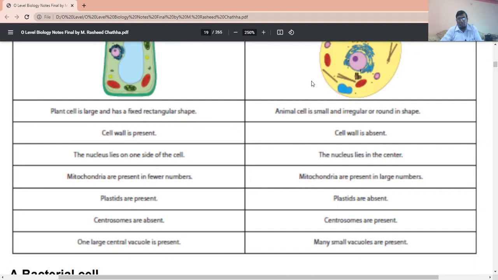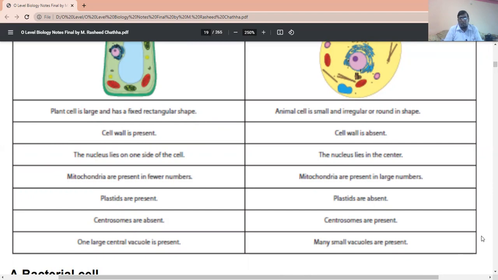Mitochondria are present in fewer number in plant cells, and mitochondria are present in the large number in the animal cell. The reason is this: plant cells need less amount of energy for its activities, and the animal cells need comparatively more amount of energy. So that's why the plant cells have less mitochondria, and the animal cell have more number of mitochondria.